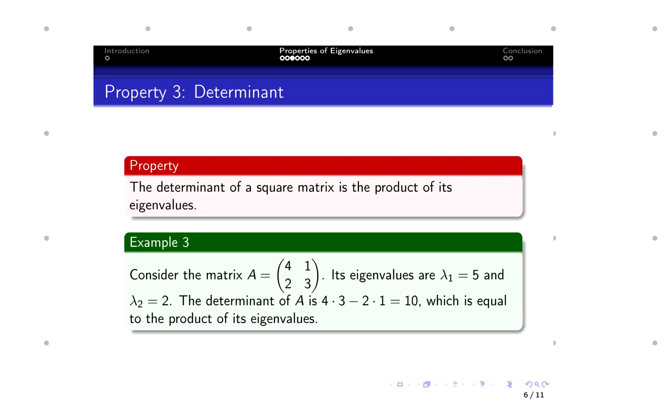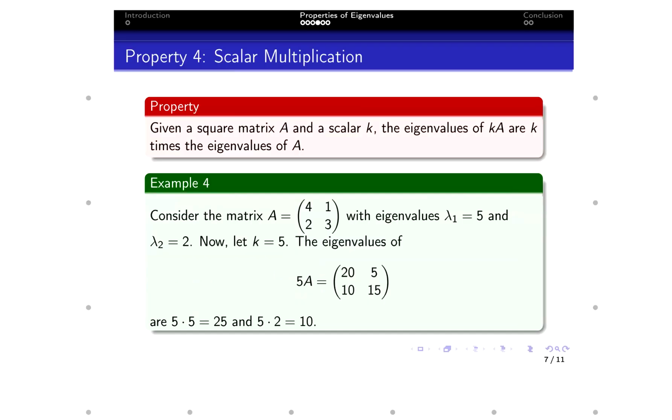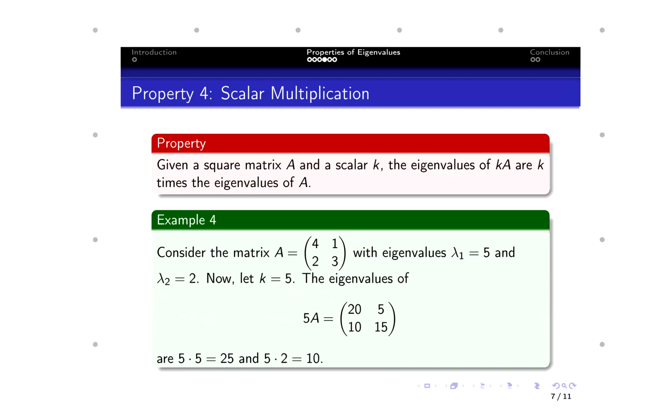Okay, the next thing is about scalar multiplication. Given a square matrix A and a scalar K, the eigenvalues of KA are K times the eigenvalues of A. What we are simply saying here is this: you have your matrix A, and A has its eigenvalues. If you multiply that matrix A by a particular scalar value K, the eigenvalues of the scalar product are going to be that value K multiplied by each of the original eigenvalues of matrix A.